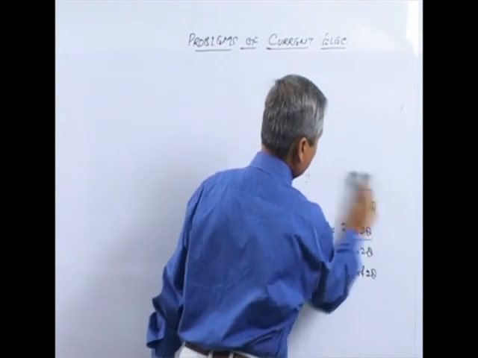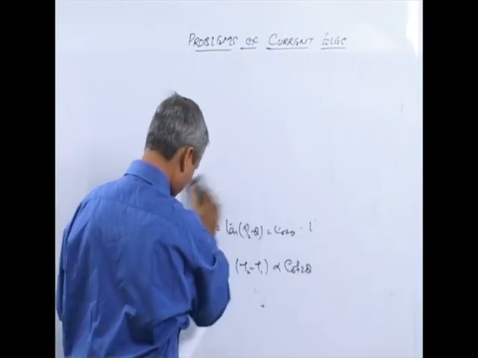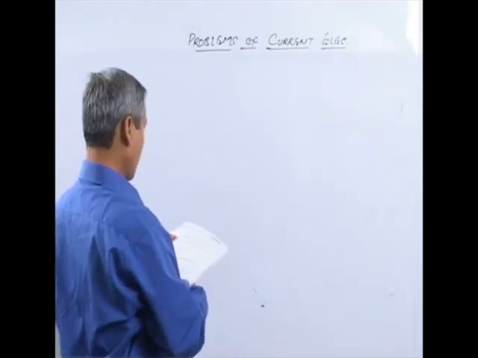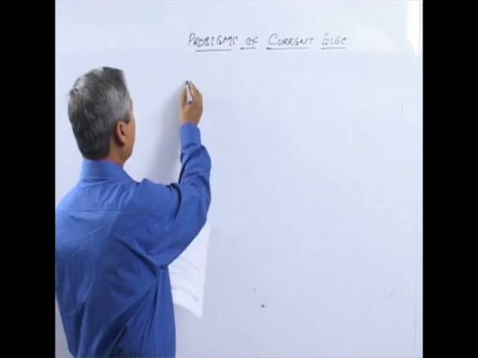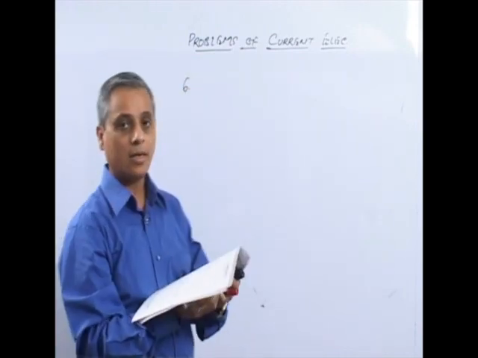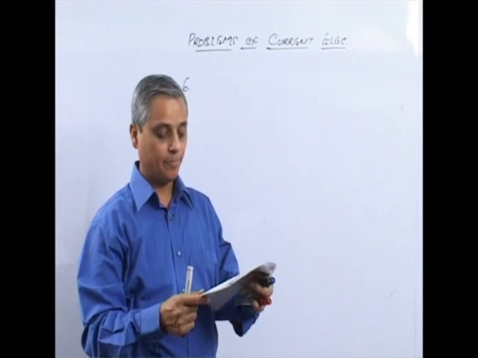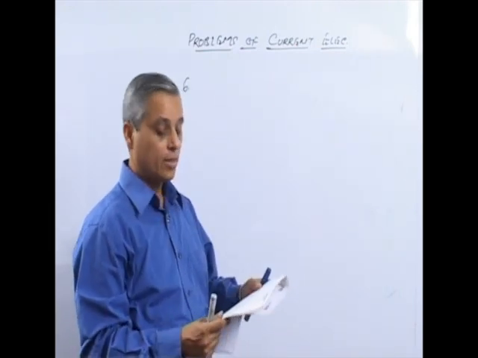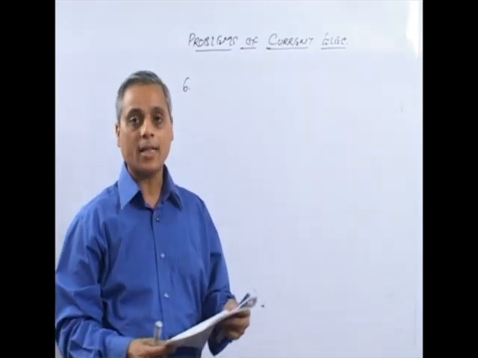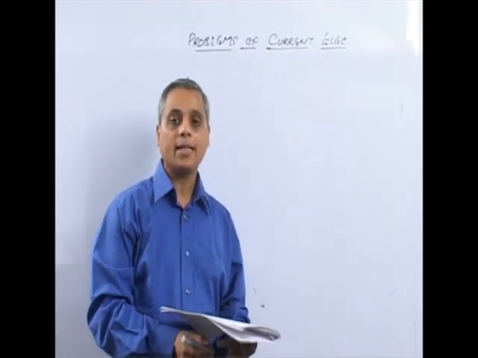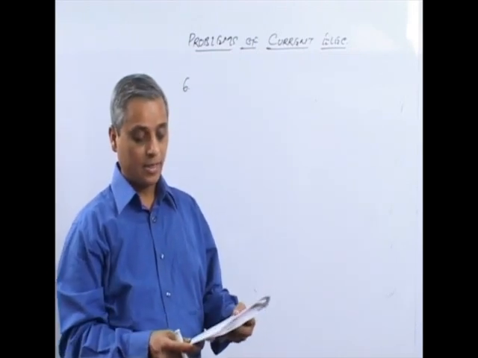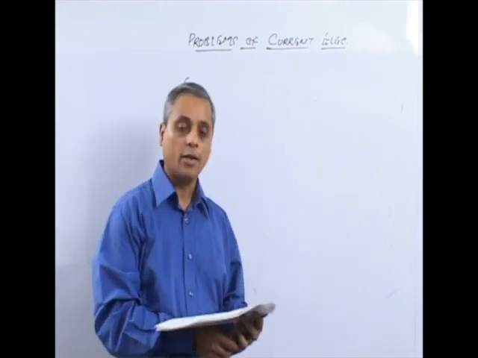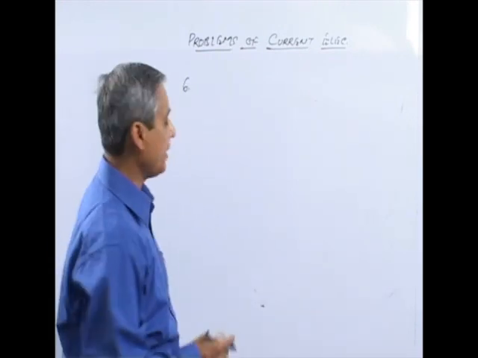Now let us talk about question number 6. Question number 6 says the two wires A and B of the same material having radii in the ratio 1:2. Now you understand, when radius is in the ratio 1:2, the area is in the ratio 1:4, and carry currents in the ratio 4:1. The ratio of drift speed of the electrons in A and B.